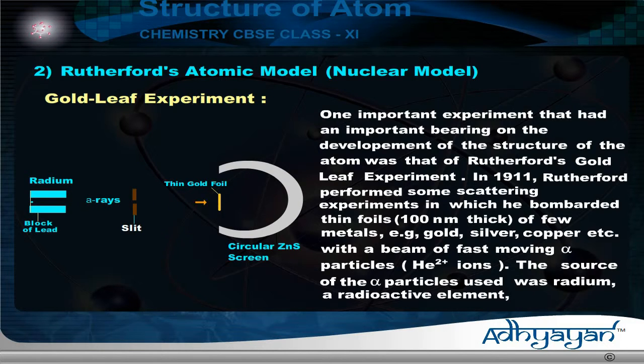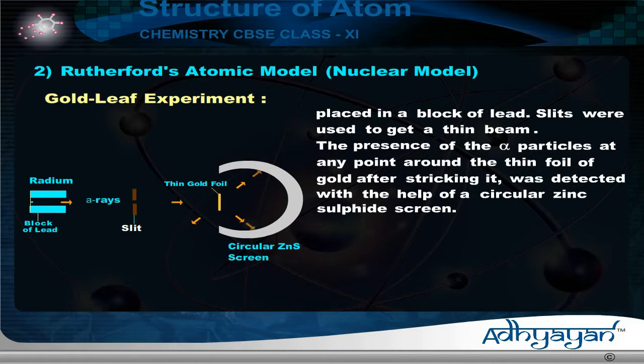The source of the alpha particles used was radium, a radioactive element placed in a block of lead. Slits were used to get a thin beam. The presence of the alpha particles at any point around the thin foil of gold after striking it was detected with the help of a circular zinc sulfide screen.